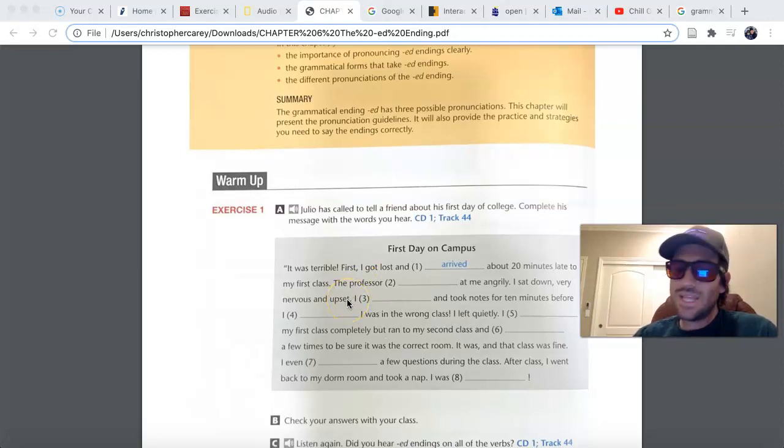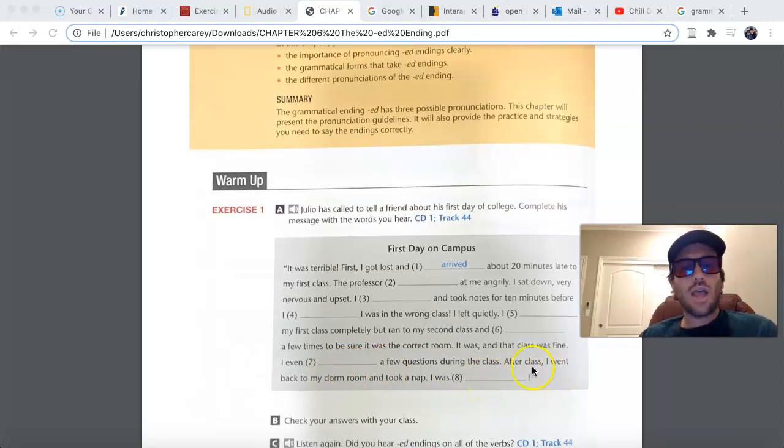I listened and took notes for 10 minutes. Also past tense. Before I realized I was in the wrong class. All of these so far are simple past tense. I missed my first class completely, but ran to my second class and checked a few times to be sure it was the correct room. Everything so far is simple past tense. I even answered a few questions during the class. Answered is simple past, but take a look at number 8.